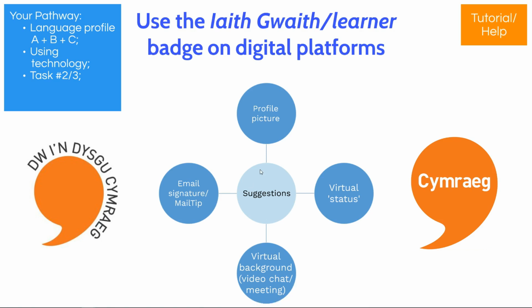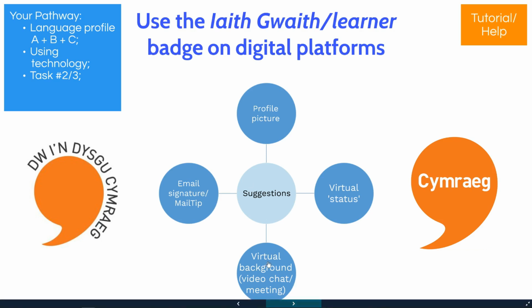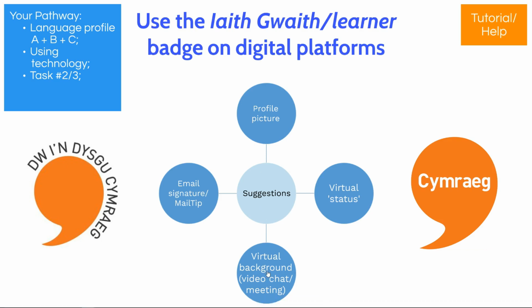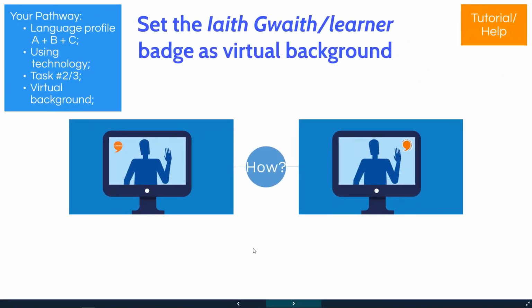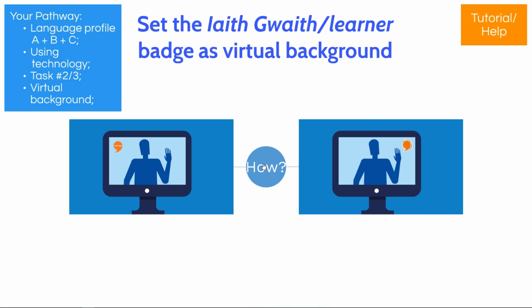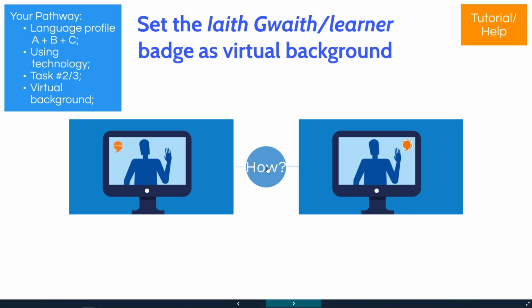The one that I am going to choose for this tutorial is virtual background. So I'm going to click on it in order to move forward along this pathway. Here you will see an example of these badges as the virtual backgrounds for these blue characters. In addition, this blue circle offers you the option of moving forward along the pathway in order to get some more guidance in terms of how to set one of these badges as your virtual background for a video chat or meeting. So I am going to click on it in order to move forward along the pathway.